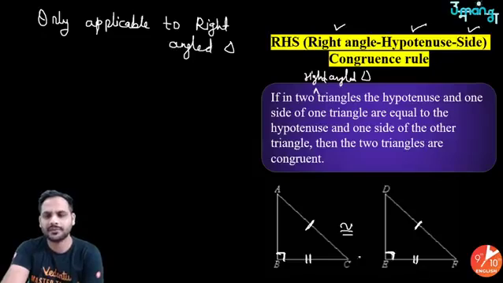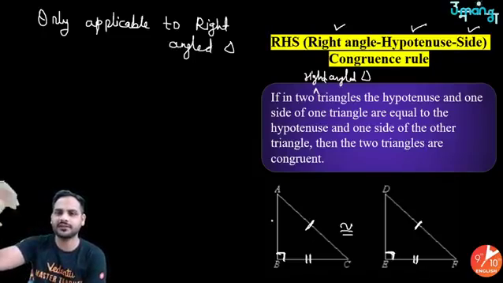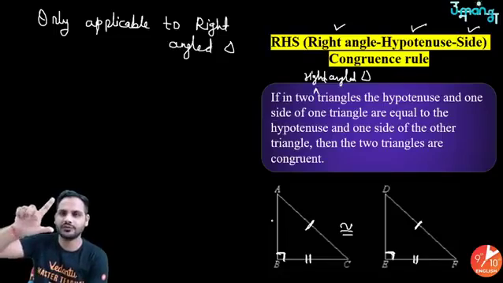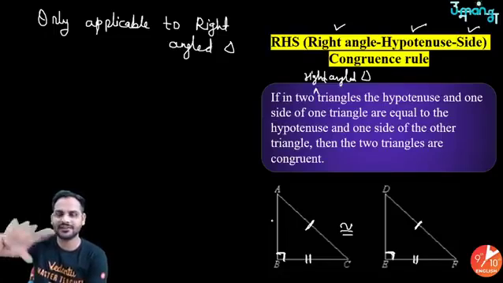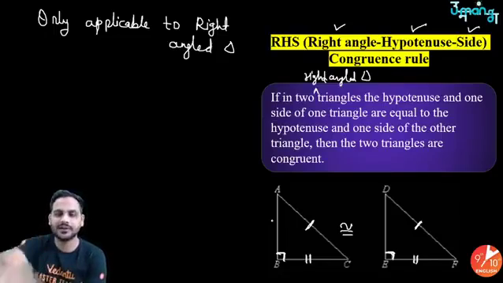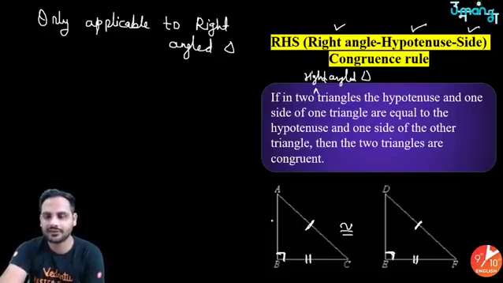As you can simply see, if two sides of a right angle triangle are equal, the third one will automatically become equal because they follow Pythagoras theorem. So from there you can link it that since we know Pythagoras theorem, if two sides of a right angle triangle are equal, we know the third side is also fixed. So that is how the RHS criteria came into existence.